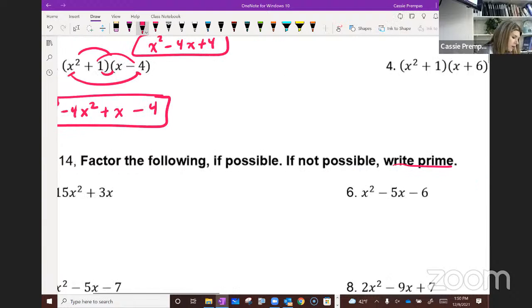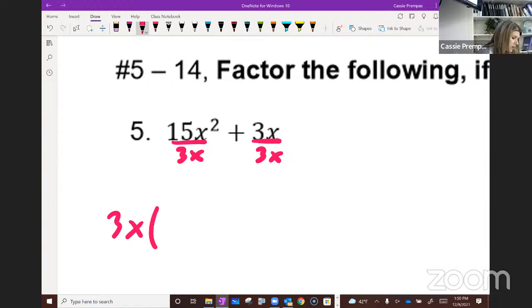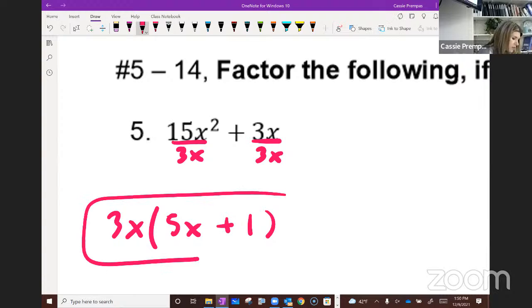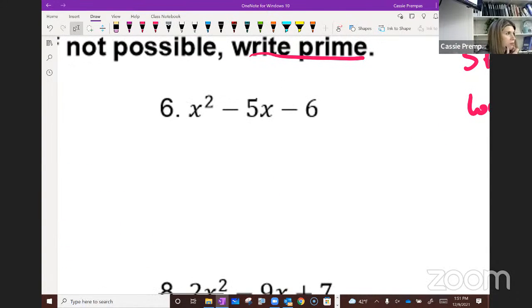Then, looking at number 5, out of those two terms, what would be the GCF? 3x, good. And if you'd like to, you could actually show dividing both terms by 3x, because that's what factoring is. And that would leave me with 5x plus what? Good, 1. Any number divided by itself is 1. And that would be my answer. That's it. Number 6. Number 6, is there a GCF?